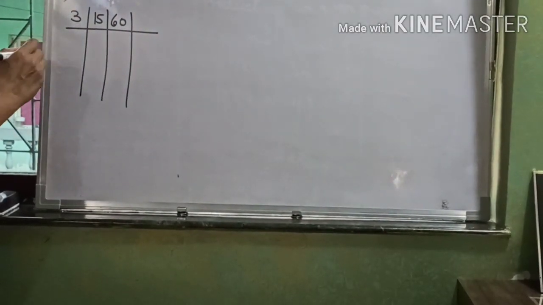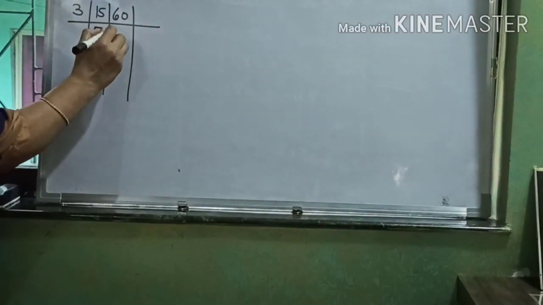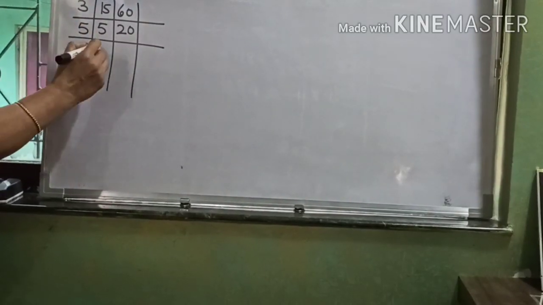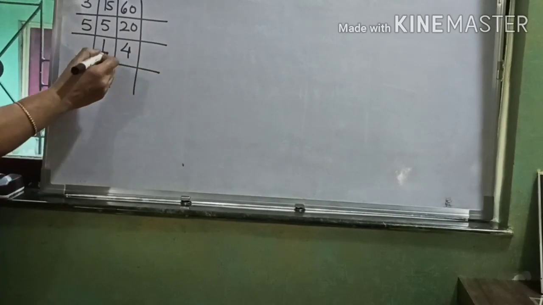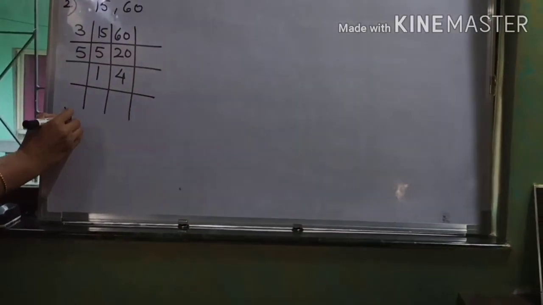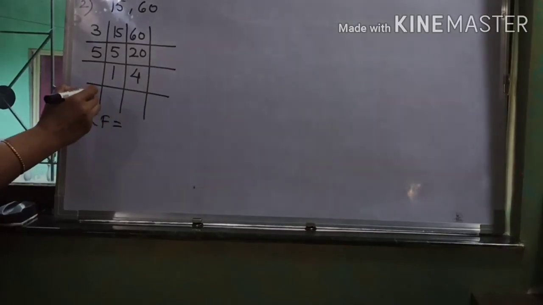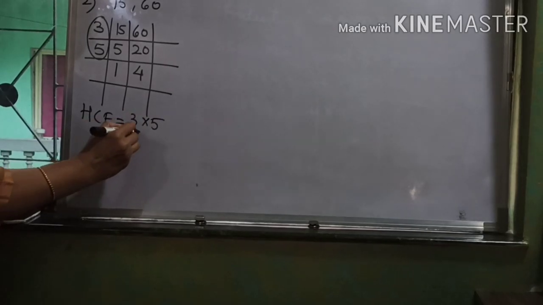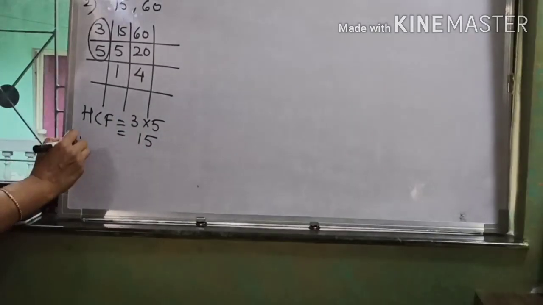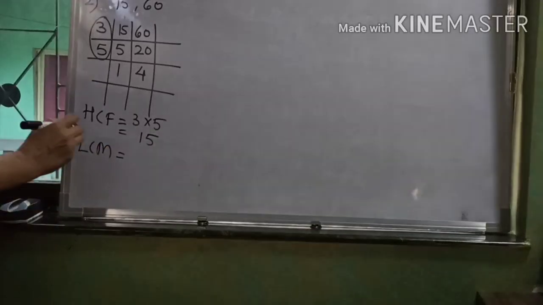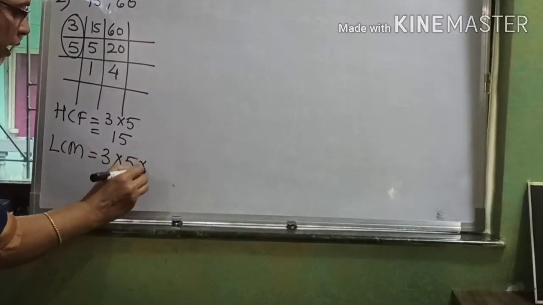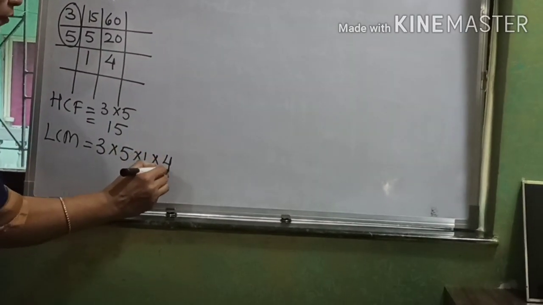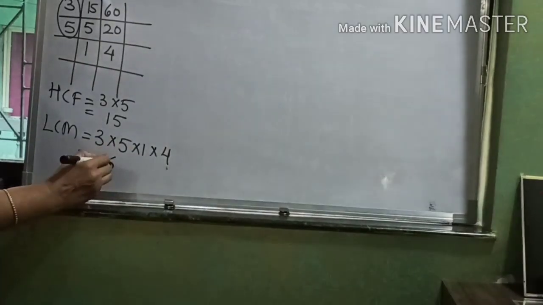It is divisible by 3. 3 5s are 15 and 3 20s are 60. Now these two numbers are divisible by 5. 5 1s are 5 and 5 4s are 20. Further I cannot divide. Therefore HCF is the multiplication of common factors 3 and 5. So HCF is 15, and LCM is multiplication of common factors and the numbers in the last column, that is 15 multiplied by 1 multiplied by 4. So 15 into 4 is 60.